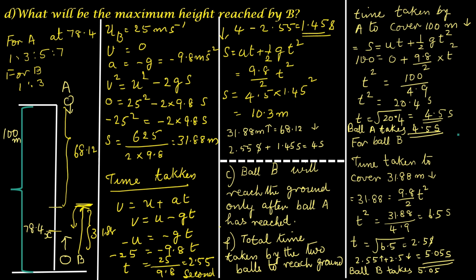ball A takes only 4.5 seconds to reach the ground, but ball B takes 2.55 seconds to reach the maximum height and again 2.5 seconds to reach the ground from the maximum height. That is, the total comes to 5.05 seconds. That is, B takes more time. This answer supports our answer for section C.